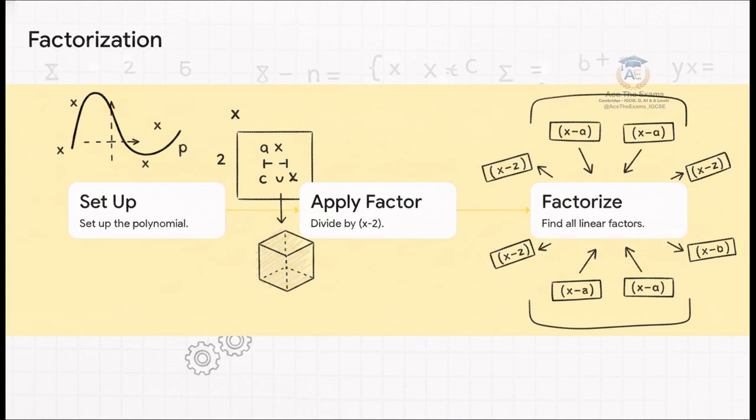First, you set up your long division or synthetic division using that known factor of x minus 2. Once you divide that out, boom, you are left with a cubic equation. Then, you systematically break that cubic equation down further and further until you are left entirely with linear factors. It's a pure test of your stamina and algebraic precision.